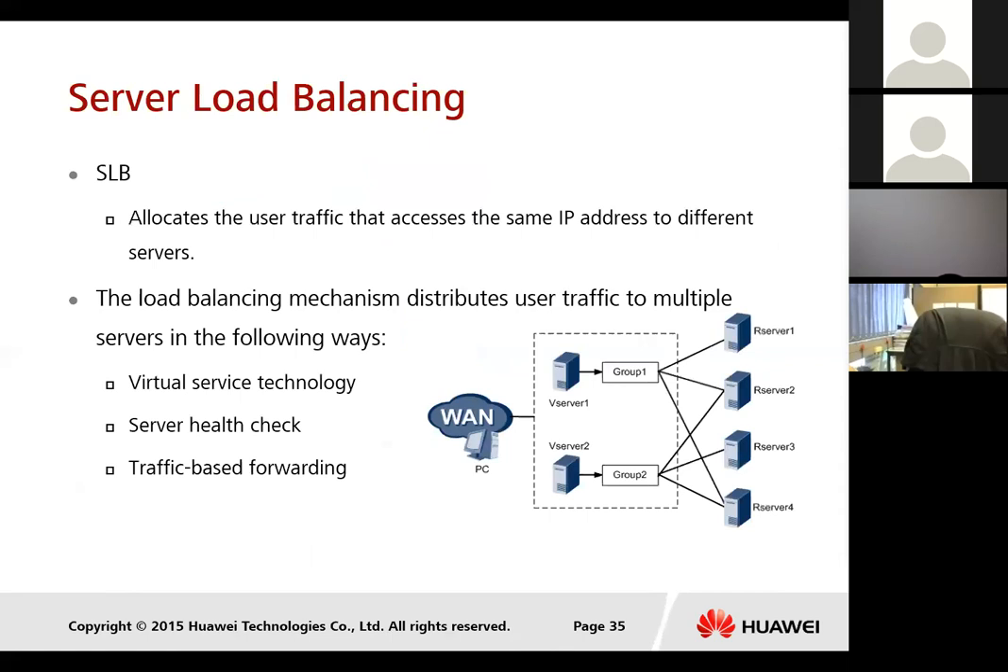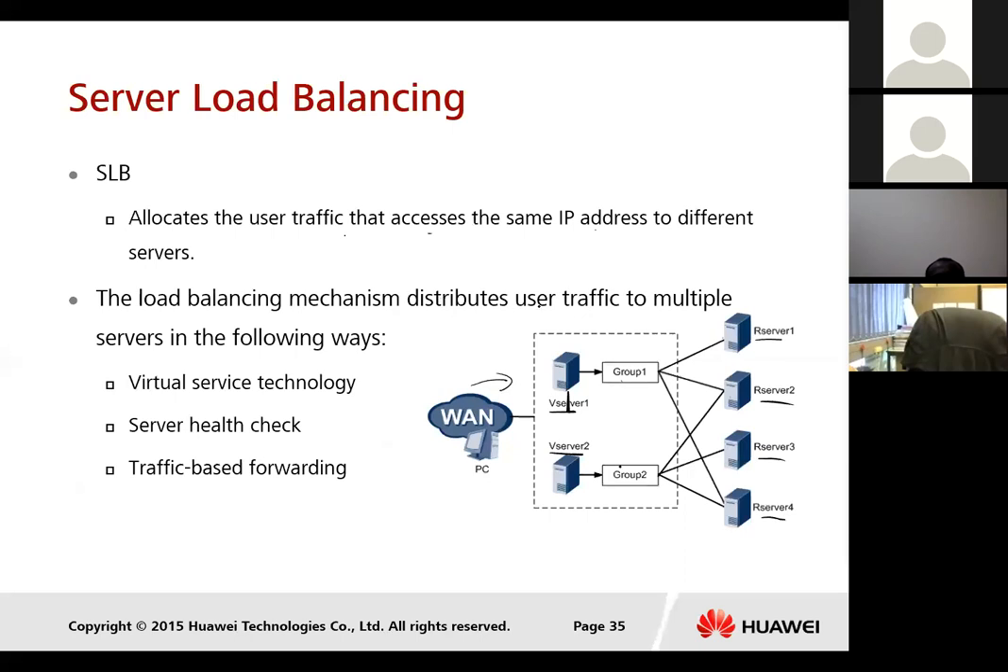For the next one, server load balancing. The firewall can perform server load balancing so that they can allocate the user traffic that accesses the same IP address to different servers. Let's say that you have virtual server 1 and virtual server 2, defined as group 1 and group 2. They have servers 1, 2, 3, 4. So from internally or externally, when traffic comes in, it can be easily load balanced among these 4.